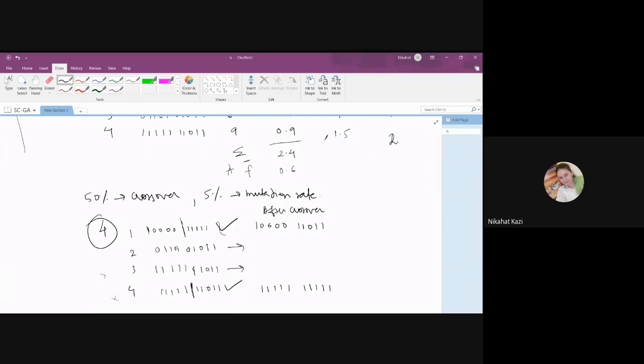Now what do you need to do? Again, mutation. You need to perform mutation now. So with these strings, you perform mutation. What is given is the mutation rate is 5%. That means what?